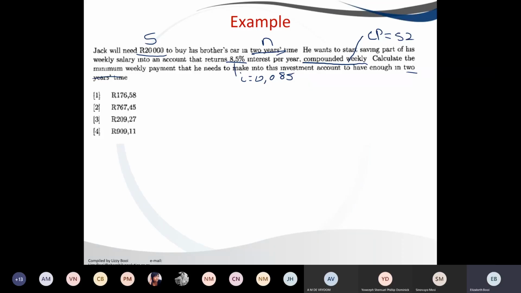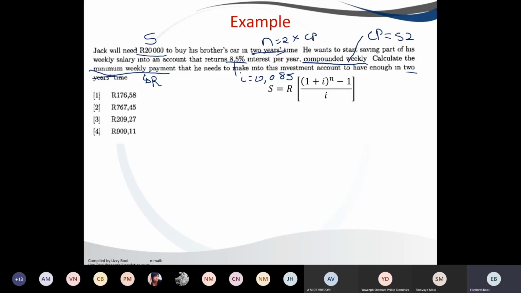And remember, you will need to divide this by the compounding period, the same as with the period, and you will have to multiply by the compounding period, which is 2 years, and you will need to multiply by the compounding period, which is 52. We need to be calculating the minimum weekly payment, which means we need to be calculating our R. That's the question. Calculate the minimum weekly payment that he needs to make.